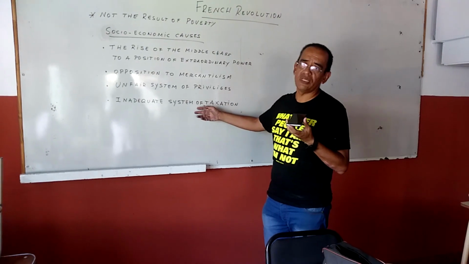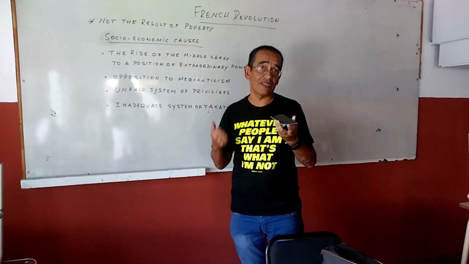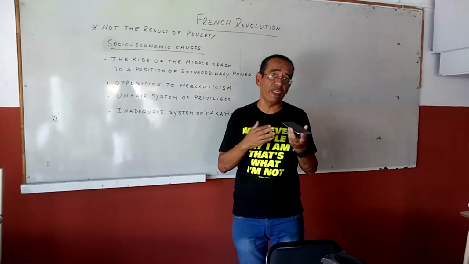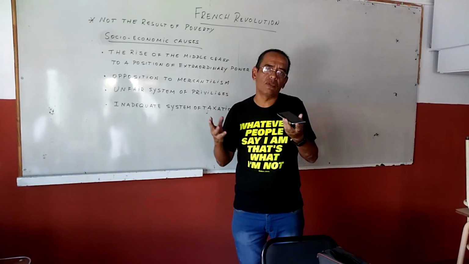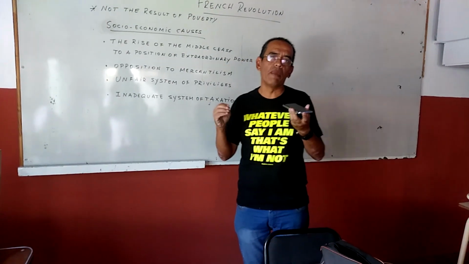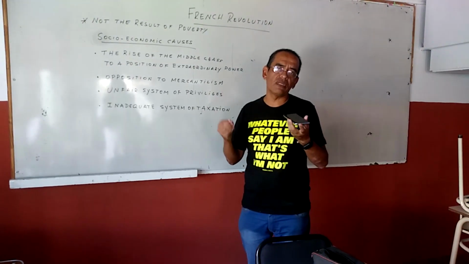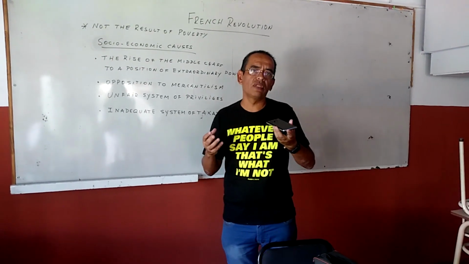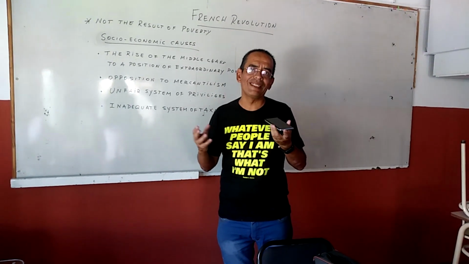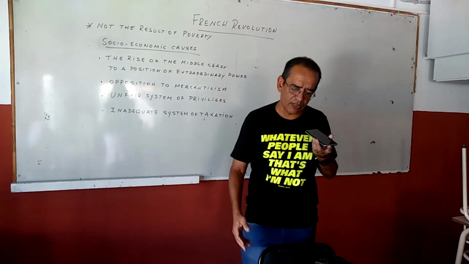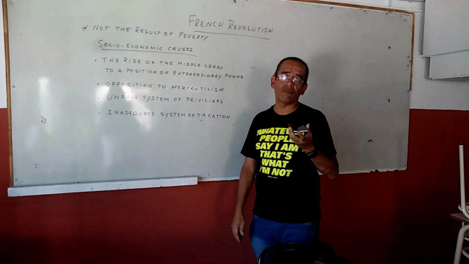It is connected with this one, the inadequate system of taxation. The first and second state, the states that we have just mentioned, did not pay taxes at all, or some of them paid a small amount of taxes. But the third state were the ones who paid the taxes. So they were supporting the economy of the country, and they did not receive equal treatment. They were the most important socio-economic causes of the French Revolution.